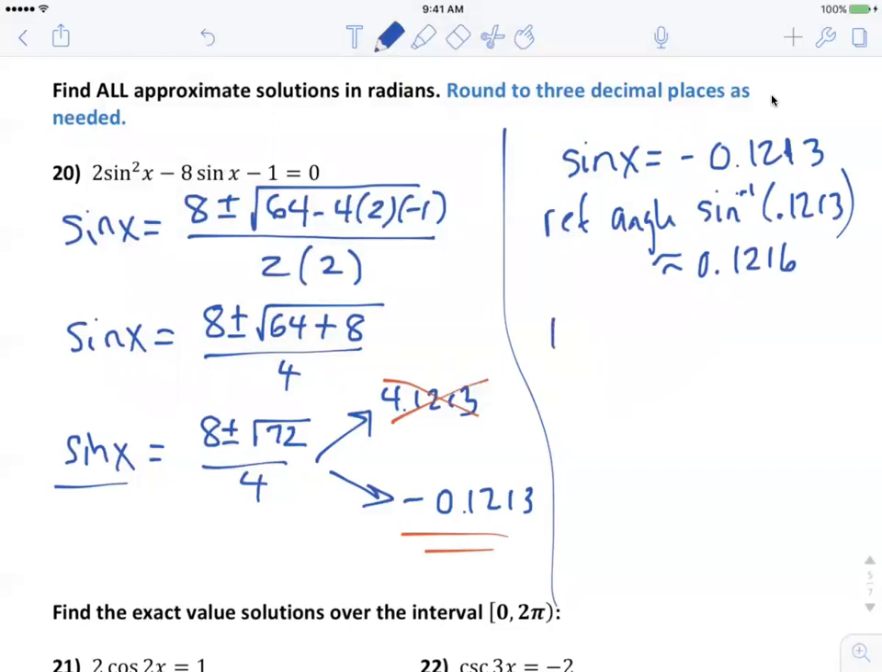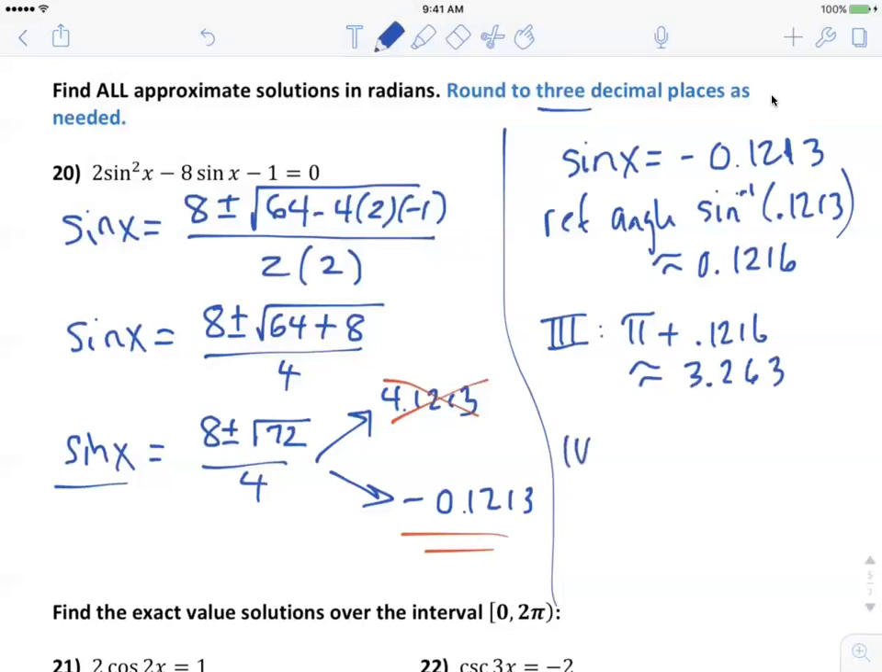Now we've got to go to quadrant 3 to get the actual answer. And in quadrant 3, that's past pi in radians. So you're going to add pi to this. So we're going to do pi plus 0.1216. Right. And so I already have it in my calculator. I'm just hitting plus pi. And then I'll do the proper rounding to 3 decimal places. That's 3.263. Okay.